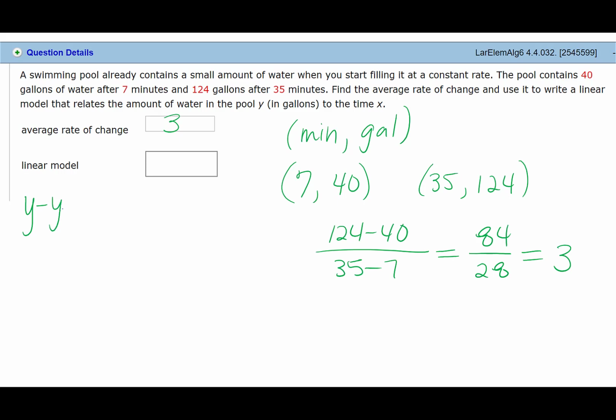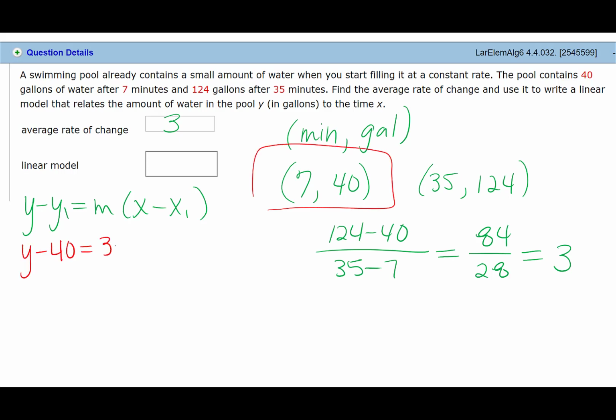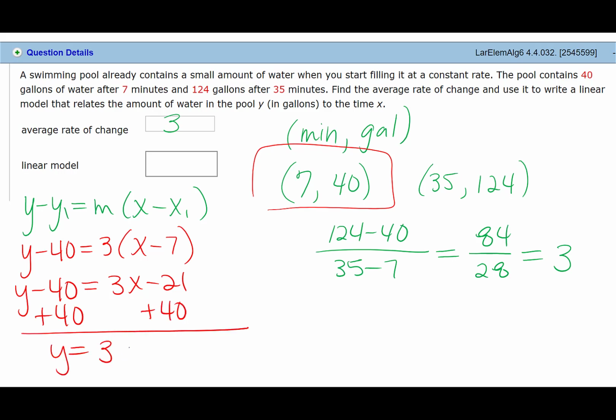Next, we'll use the point slope form to write an equation of the line. And we just need to use one of these ordered pairs. I'm going to use this smaller ordered pair, 7, 40. Y minus 40 equals 3 times x minus 7. This would be 3x minus 21. Now add 40 to both sides. And the equation would be y equals 3x plus 19.